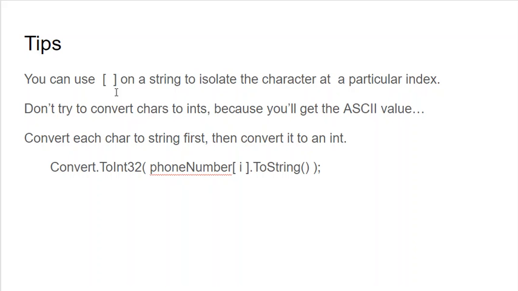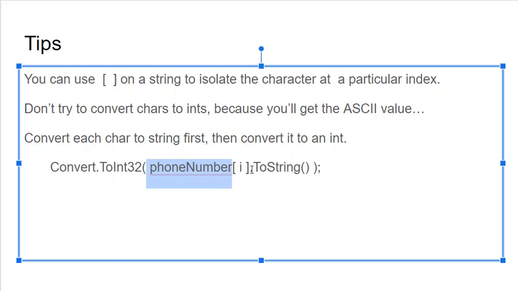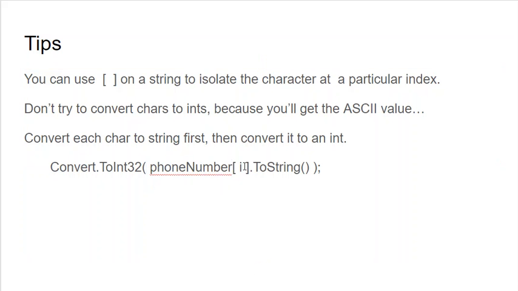If you do this, you'll get the ASCII value. So if you have the character 0 and you try to convert that to an integer, you're actually going to get the number 48, because 48 is the ASCII value for the character 0. So to get around that little quirk, convert your characters to a string first, then convert the string to an integer. So you could do something like this: Convert.ToInt32, and then notice here we're taking our phone number, that's just a made-up variable name, and we're using the square brackets on it to get out a particular character, and then we're converting it to a string.